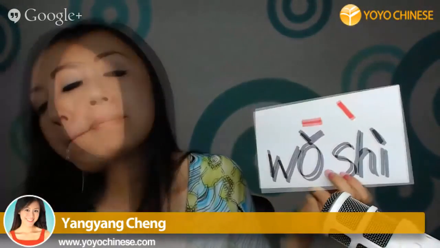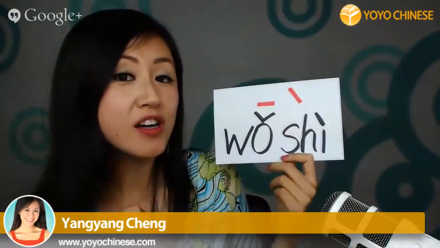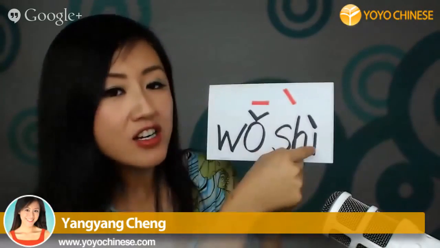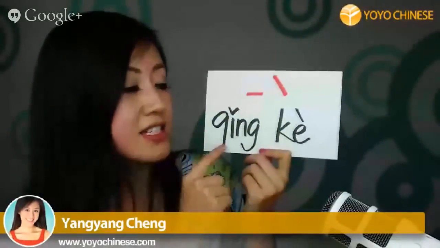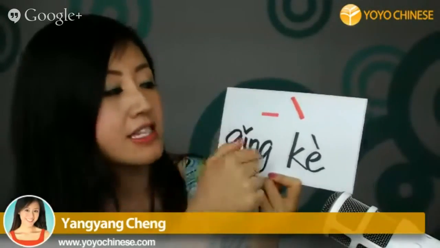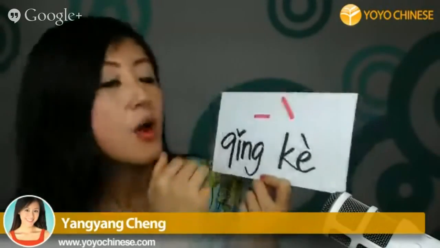Okay, let's continue. I am so and so. 我是 Yangyang. I am Yangyang. 我是 aha. 我是 非常好. And to treat somebody is 请客 aha. 请客. Okay, so my treat, 我请客, low flat tone. 我请客. Perfect.